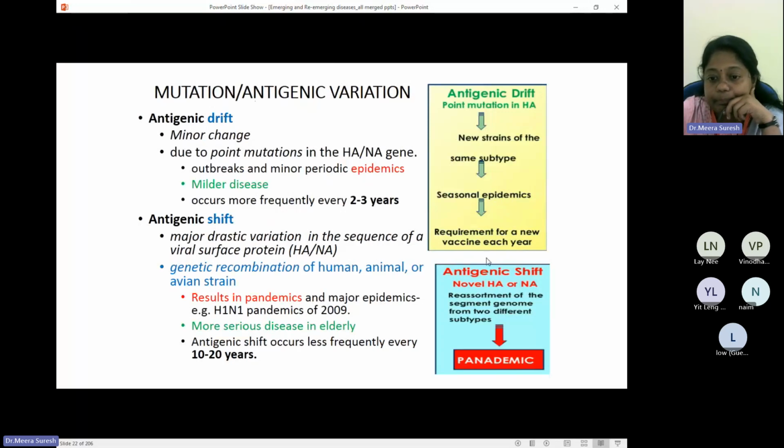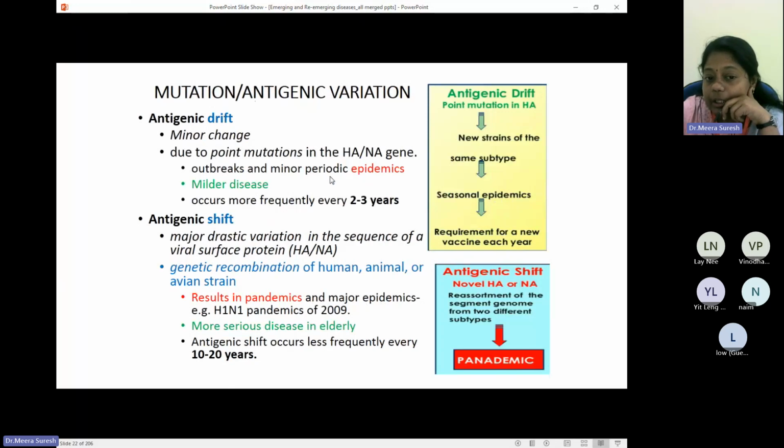a seasonal epidemic. And in the case of antigenic shift, major variation happens in the sequence of HA or NA. Mostly it is not a point mutation but a recombination, a recombination of the human, animal, or avian strain, which is a major change, and that results in pandemics. That results in pandemics and also major epidemics.